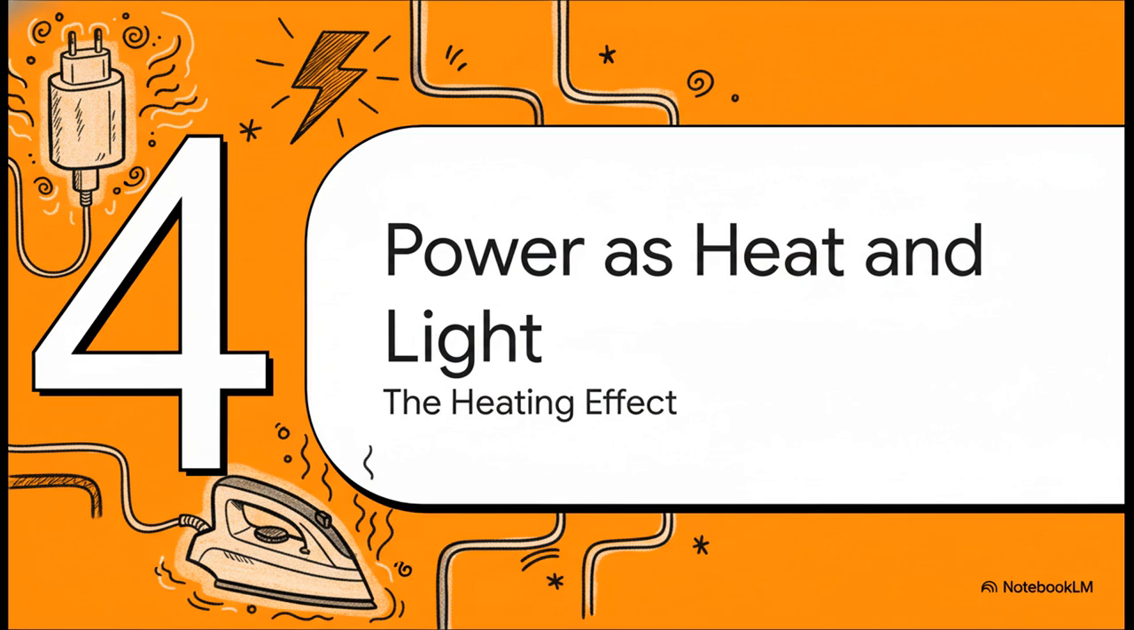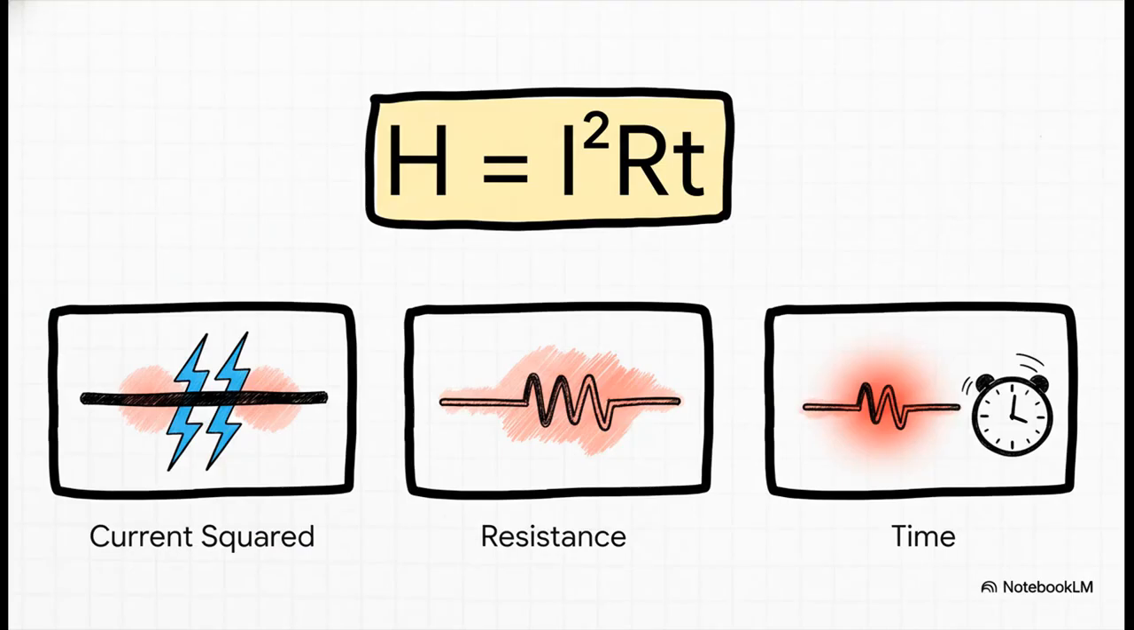Or an electric iron gets so hot that it can press clothes. This happens because of something called the heating effect of current. Let's discuss this now. This heating effect is explained by Joule's law of heating. The formula is H equals I squared RT. This formula tells us that the amount of heat produced, H, depends on three things.